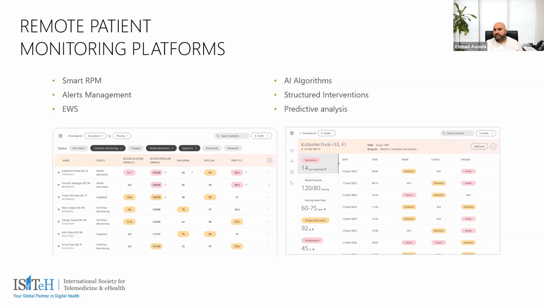And that's where the IT team and the business analysts should really analyze all of that and help and empower the doctors to have these structured interventions, because that's what will build the AI algorithms. Predictive analysis, you mentioned that as well. So those are the remote patient monitoring platforms, and those are the basic features that you need to have there.